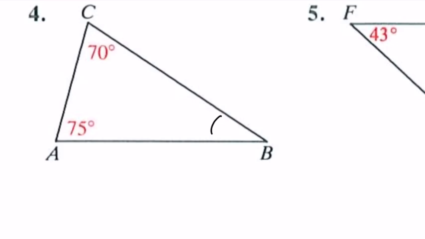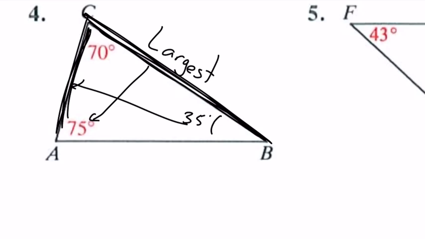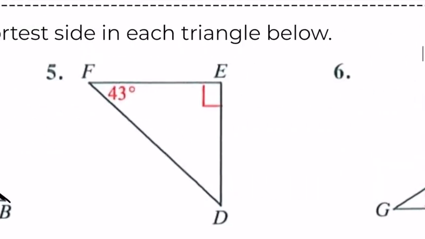180 minus 70 minus 75, and 180 minus 70 is 110, 110 minus 75, that is 35, I hope. Yes. Excellent. So the largest side is opposite to the biggest angle, and the shortest side is opposite to the smaller angle.